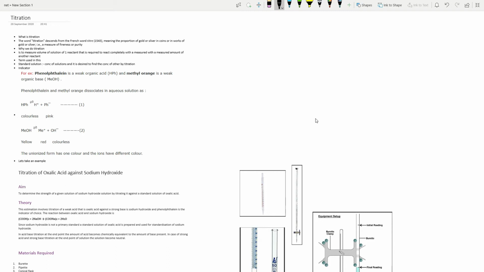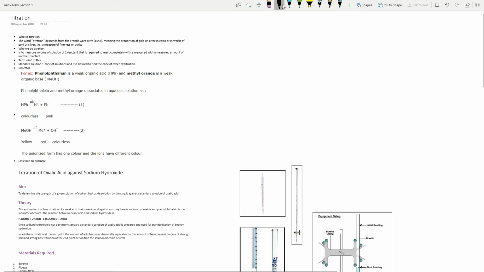Hello everyone, so today we are going to learn about titration. Initially, titration was used to measure the purity of gold and silver, to find how pure the gold and silver was. But in chemistry you are going to see titration in a different form.